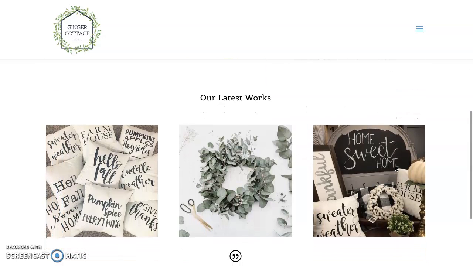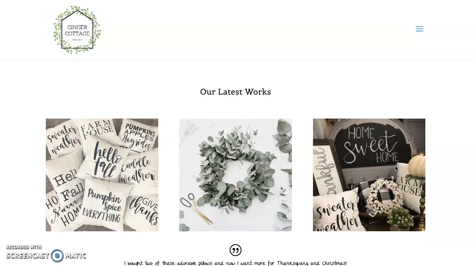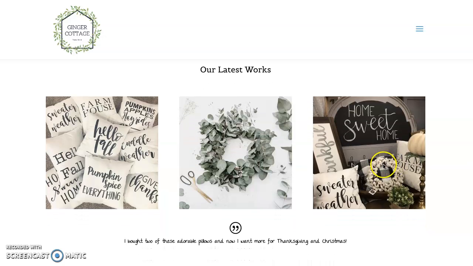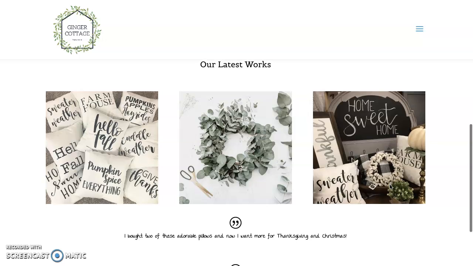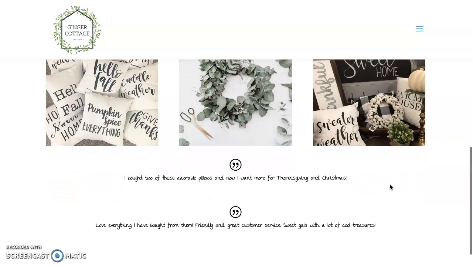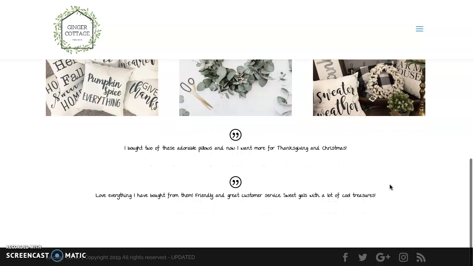I added a few pictures of some of the things that I've made for fall, some of the pillows, and a little shot of part of our booth at the market. And then I added a few quotes or reviews that people who have shopped from us in the past have left.